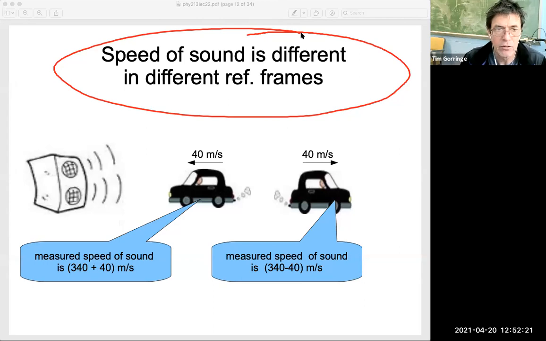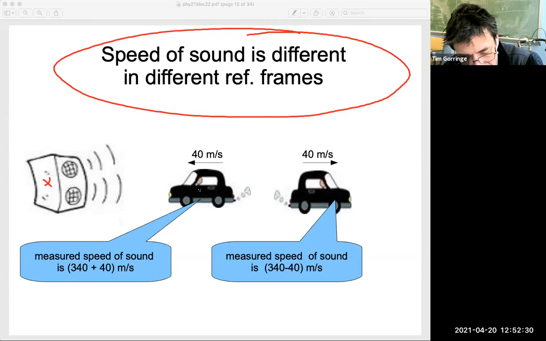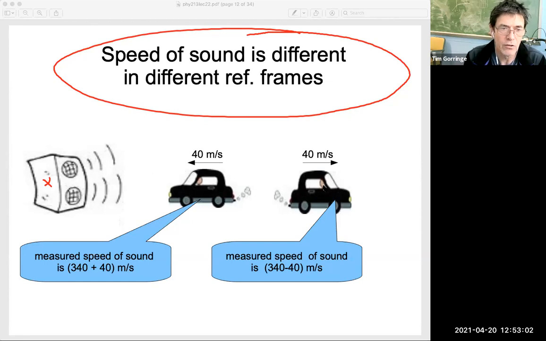The speed of sound. Say I'm producing some sound waves over here on the left-hand side, and I'm listening to them in my car on the right. The speed of the sound waves depends on your reference frame. If you drive towards the loudspeaker, the sound waves are approaching you faster. If you drive away from the loudspeaker, the sound waves are approaching you more slowly. So the speed of sound, and this seems natural or normal, depends on your motion through the air.